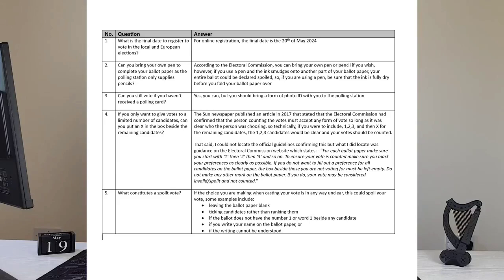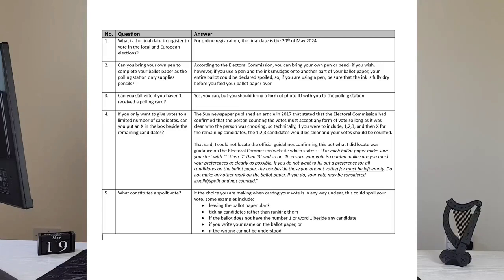2. Can you bring your own pen to complete your ballot paper as the polling station only supplies pencils? According to the Electoral Commission website, you can bring your own pen or pencil if you wish. However, if you use a pen and the ink smudges onto another part of the ballot paper, your entire ballot paper could be declared spoiled. So if you are using a pen, please be sure that the ink is fully dry before you fold your ballot paper over.